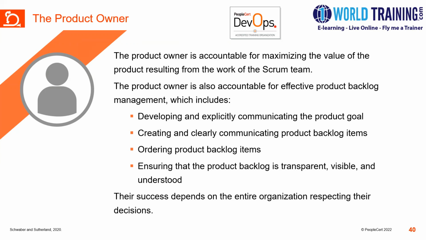Their success fundamentally depends on the entire organization respecting their decisions. The product owner can only be successful when the people and the team in the organization respect their decisions and stand by the elements the product owner believes in. So it is important that the team and the organization support the product owner in setting the right vision for the product and then follow it across.